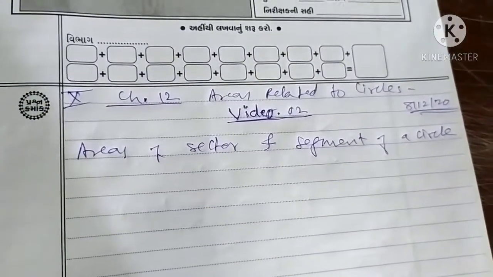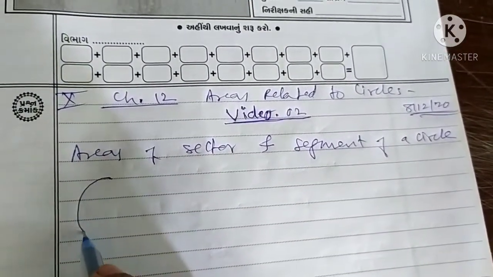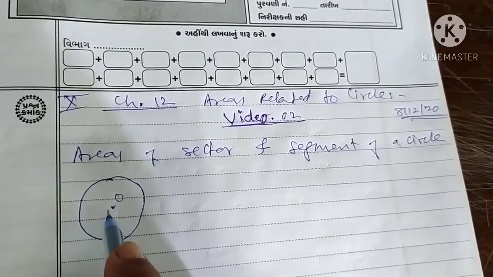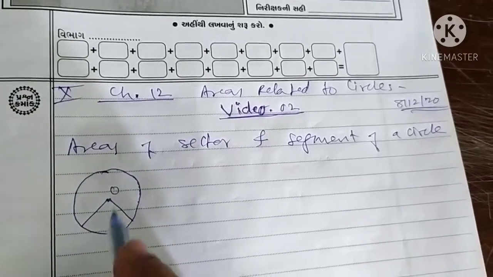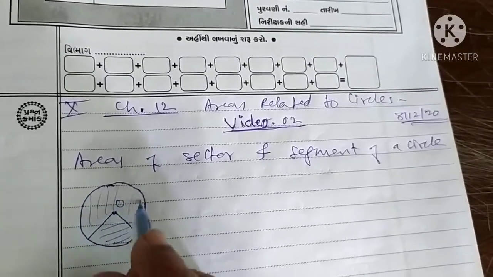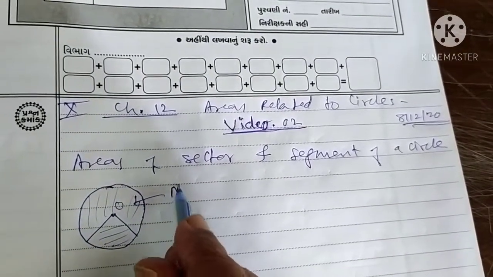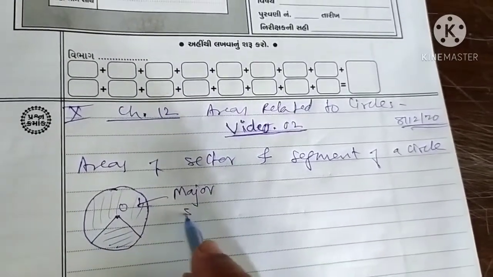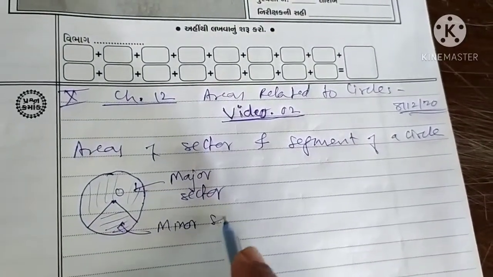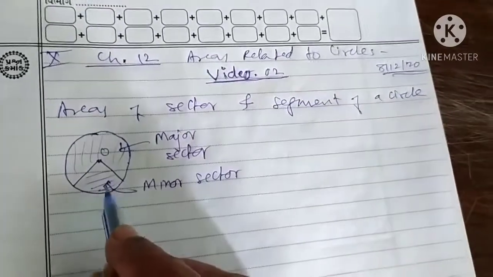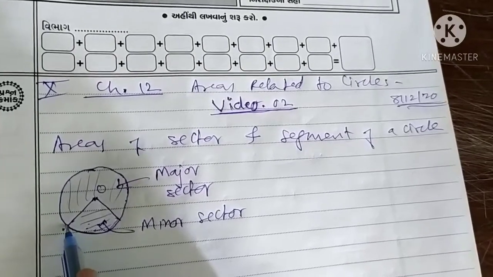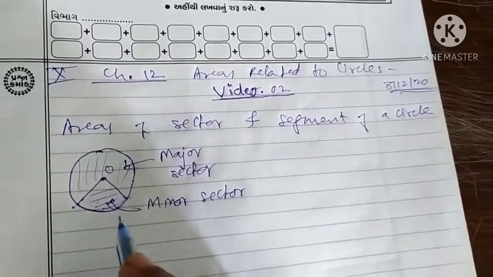See students, in class 9th, if you remember, we have learnt, I am drawing a diagram. See, center. If I draw two radii, this area enclosed is known as a sector. This area is also known as a sector. So this is bigger, so major sector, and this is minor sector. Students, if you don't remember, no problem, but now you got it. Area enclosed by two radii and an arc between the ends of these radii on the circle.